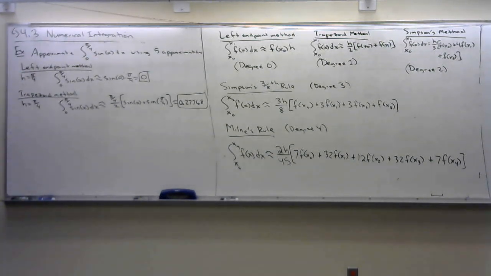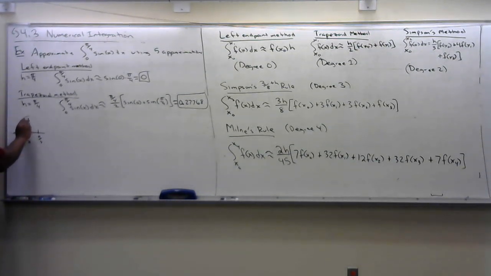I'm going to do Simpson's method. Now with Simpson's method, like I said before, I need to have 3 points between 0 and pi over 4. So I need to incorporate another point, which is pi over 8, which is going to split this up into 2 separate intervals, but I'm integrating over this entire interval from 0 to pi over 4. So my h in this case is going to be pi over 8.